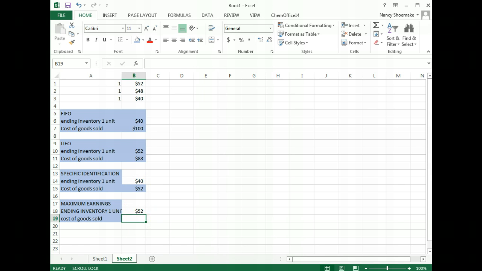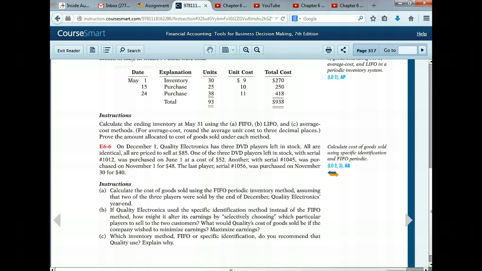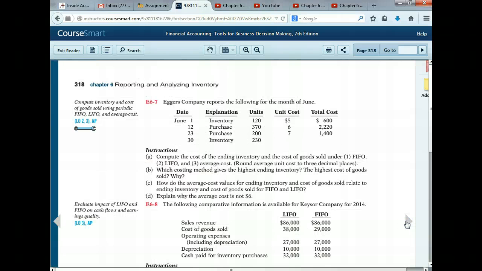Right, which is just like LIFO, isn't it? I think in this case it's just because it's such a small number of units that the numbers are coming out the same. Exactly. If you had 10, then it would be different, but it's just 3. So which method do you want to use? Well, it doesn't matter. Basically, it depends on whether you want to minimize income or maximize income. It's your bottom line. Make sense?